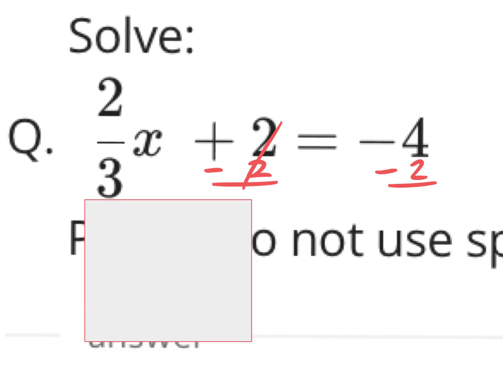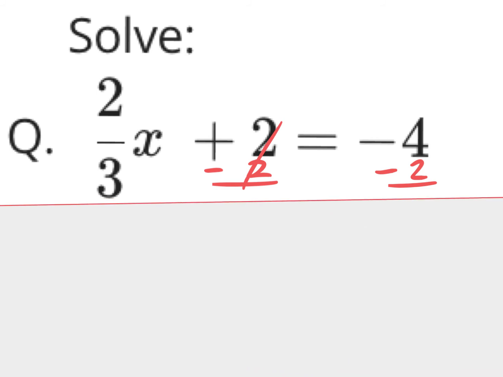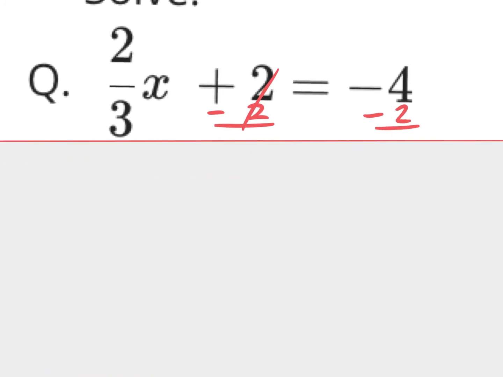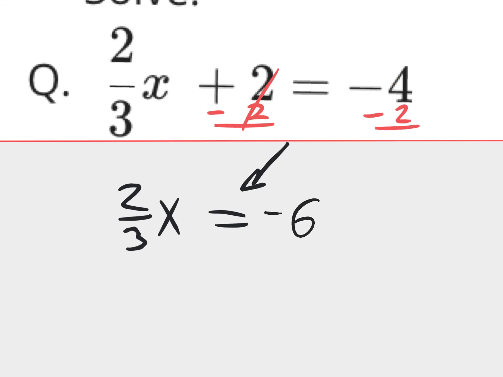Let me create more space. We have a 2/3 x. Let me write that down. 2/3 x equals, the equal sign came down, negative 4 take away 2, that's negative 6. And that's our new equation. Now we need to get rid of this fraction 2/3. And how do you get rid of a fraction? You multiply both sides by the denominator of the fraction you want to get rid of. Actually, multiply everything by the denominator of the fraction that you want to get rid of.